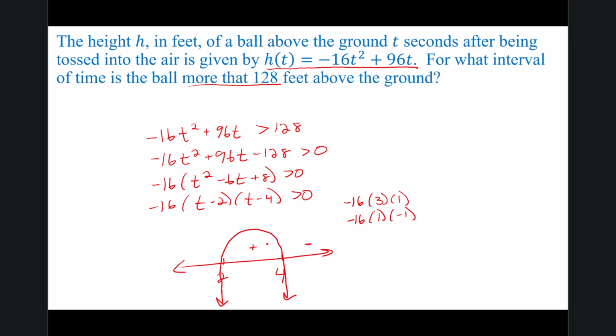And then a number less than 2, say 0. 0 is an easy number. Then I would get negative 16 times negative 2 times negative 4. So 3 negatives make it negative on that side. So whether you graph or you plug in numbers in the different intervals is completely up to you. I want to know where we're greater than 0, which is between 2 and 4. So the answer to the question, for what interval of time is the ball more than 128 feet above the ground, would be between 2 seconds and 4 seconds.